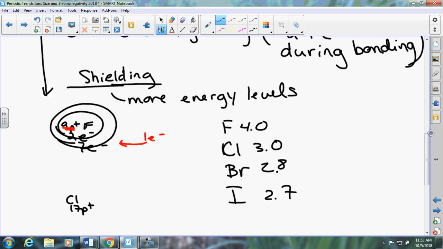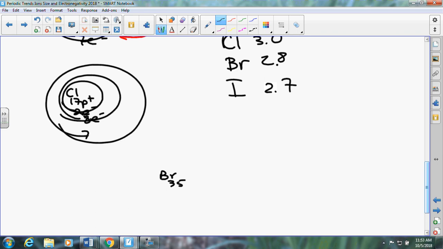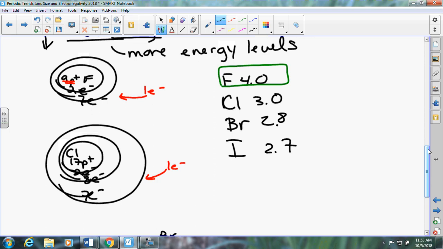We could then do chlorine. Chlorine has 17 protons, 2 in the first, 8 in the second, 7 in the last. Same thing. Very much wants to gain 1 electron to get to the octet. Does it want to gain it as much as fluorine? No. Why? Because there's more shielding. More shielding changes the attraction for the electron. It lowers to 3.0. Don't know if I need to do bromine, but I'll do iodine.